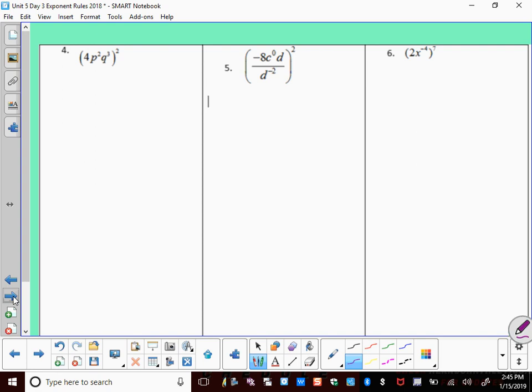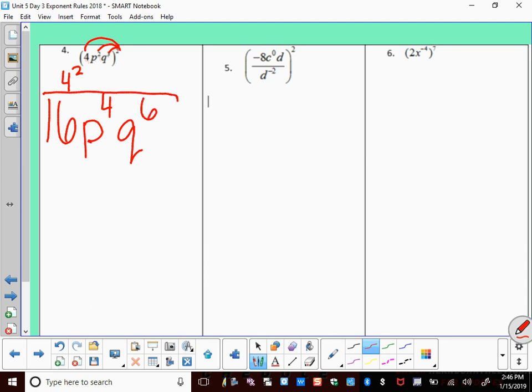Let's look at number 4. Did you guys distribute this 2 to everything? So what's 4 squared? 8. Nope, 16. Be careful. That's 4 squared. And then p to the power of 2 times 2, and q to the power of 3 times 2, 6. This is what you should have for your answer. We skipped over number 5 because I don't have time to go over the 0 exponent, but I will next class.